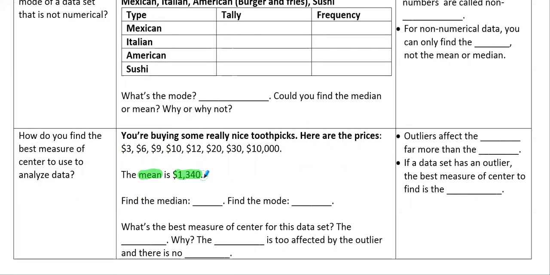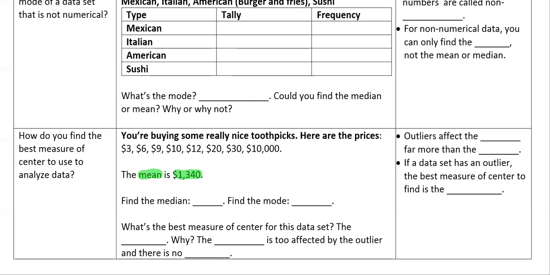Mean is $1,340. Is that a good description of all of these numbers? Not really. But in 9.2, when we were learning about the mean, we learned that a certain kind of number really affects the mean. And what's that kind of number? An outlier. And $10,000 is an outlier. Obviously, that toothpick's really, really nice. And that outlier is making the mean go way higher than it would have been without it. So it looks like the mean is not a good description of these data because of the outlier.